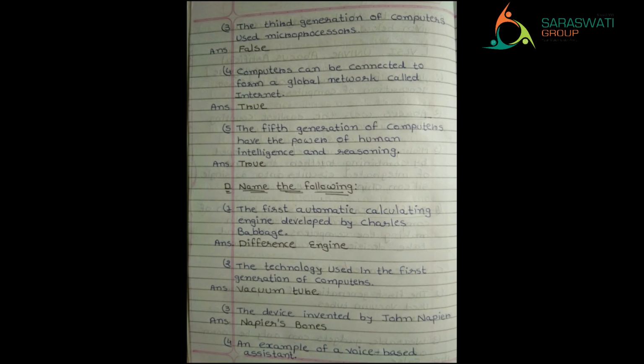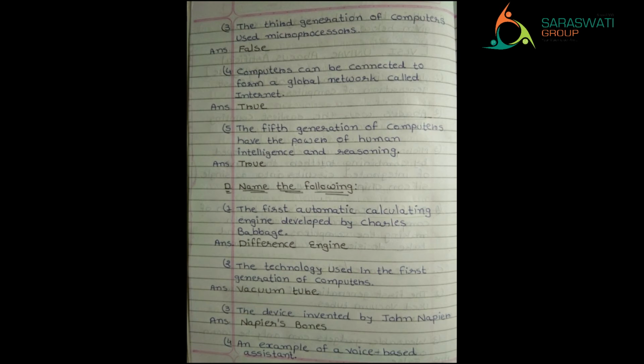Moving further to the D section, which says name the following. What do you mean by it? See, there are certain statements given in the form of a hint and you just have to identify what they are talking about, right? What they try to tell us, right? So according to the hint given in the question, we have to write the correct answer.